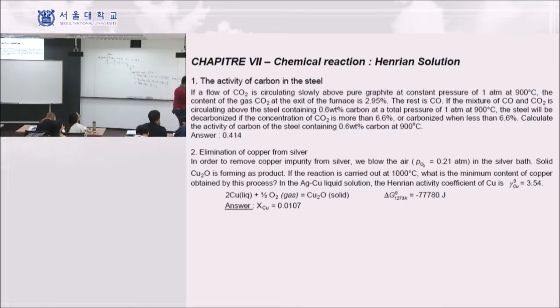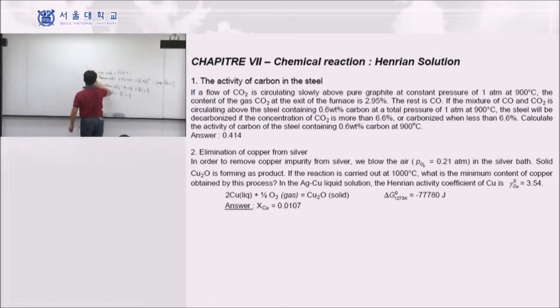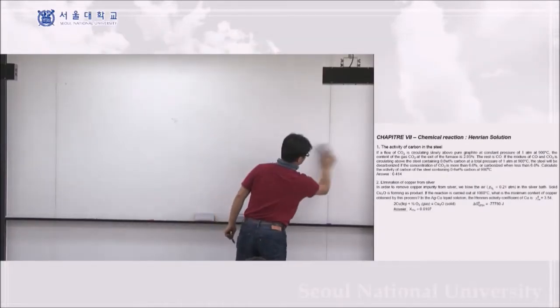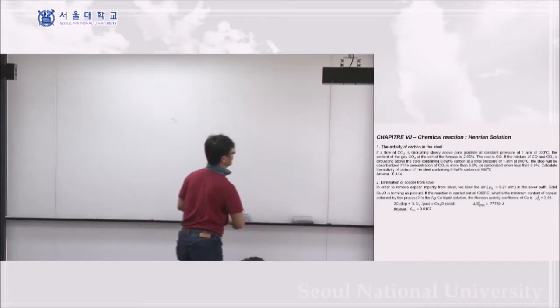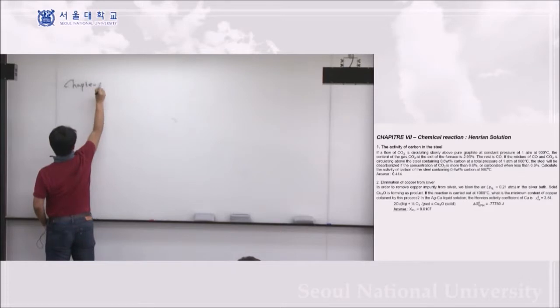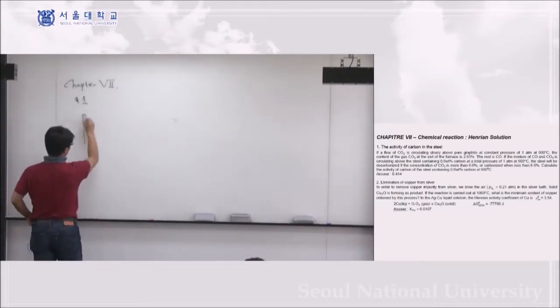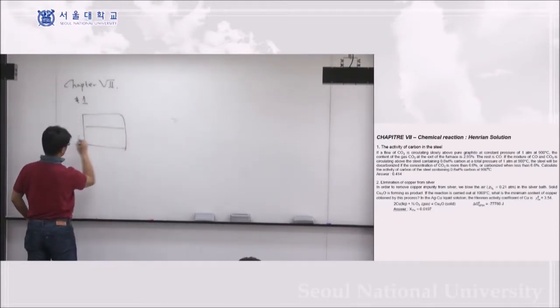It looks very complex here. Let's look at this. Whenever you see any kind of problem that feels very complex, try to draw a schematic diagram. That's always the very first thing you have to do. So this is chapter 7, question number 1.